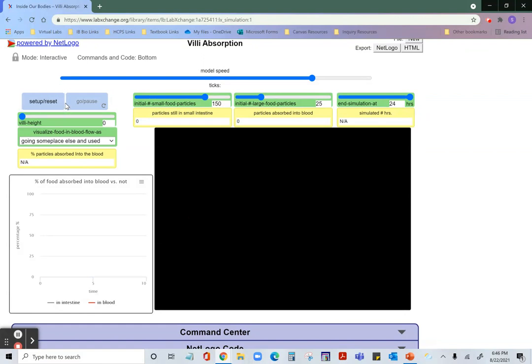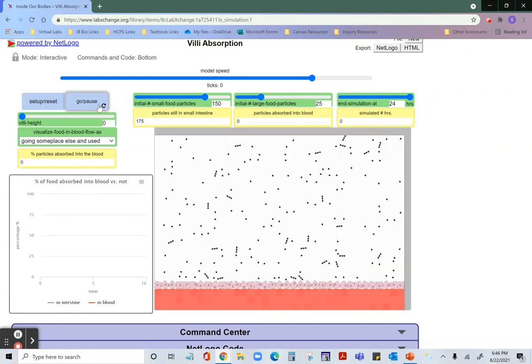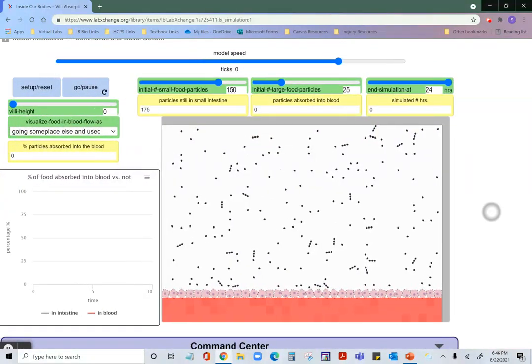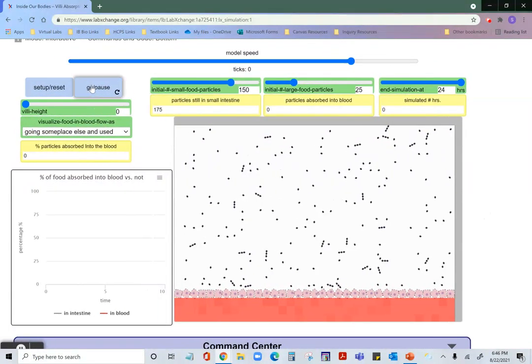Now I want to start. Okay. So here we go. We have a villi height of 0, right? We have no villi. This is a smooth intestinal wall. Here's our epithelial cells. Here we have a couple of big food particles, lots of small food particles, right? All right, let's see what happens when we start. Go.